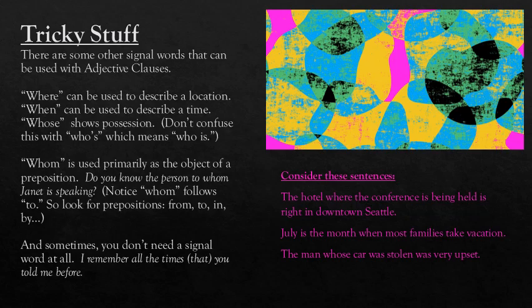So this shows possession. Please do not confuse whose, W-H-O-S-E, with who is. And who is abbreviated W-H-O-apostrophe-S. That means who is. So you can say, who's hungry? And if you say who's hungry, you're really using the who is hungry. But whose, W-H-O-S-E, whose shows possession. The man whose car was stolen was very upset.